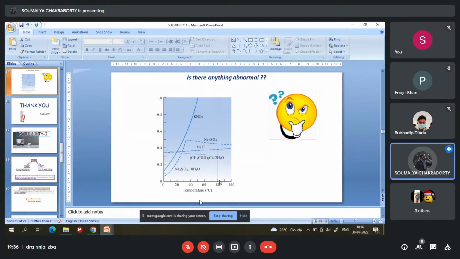Because here dissolution was an exothermic phenomena, so it will evolve heat, it will generate heat, but we are supplying temperature here. So basically we are violating Le Chatelier's principle here, and this is the reason why the solubility is getting reduced with increasing temperature. Is it clear to everyone?